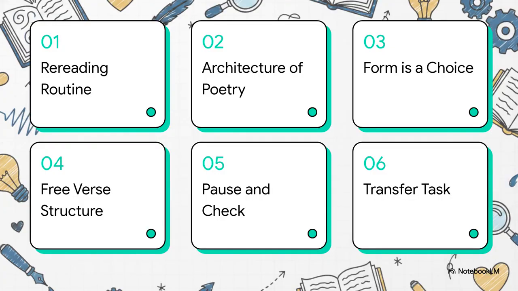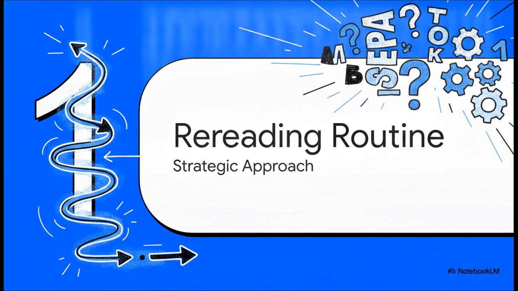Okay, let's take a quick look at our roadmap for today. We'll start with the rereading routine, move into the architecture of poetry, discuss how form is a choice, and dive into free verse structure. Then we'll do a quick pause and check, and finish up with a recap and your transfer task. Section 1. The rereading routine.